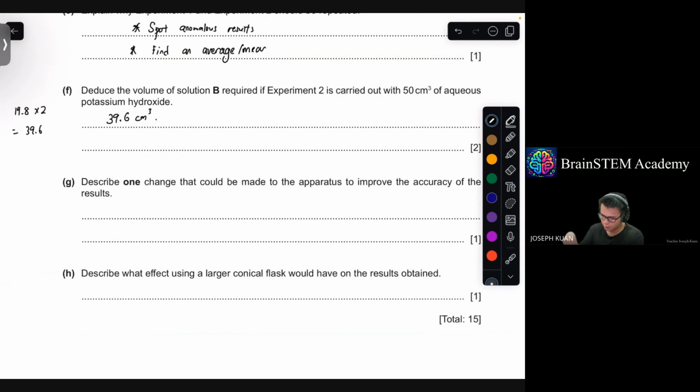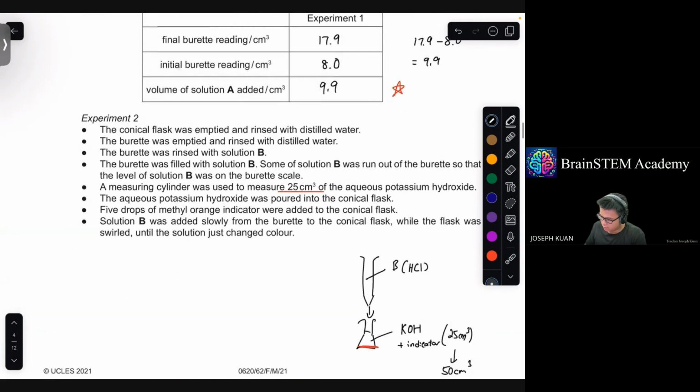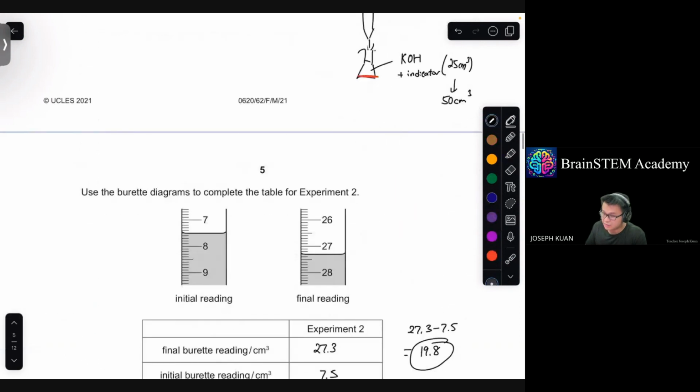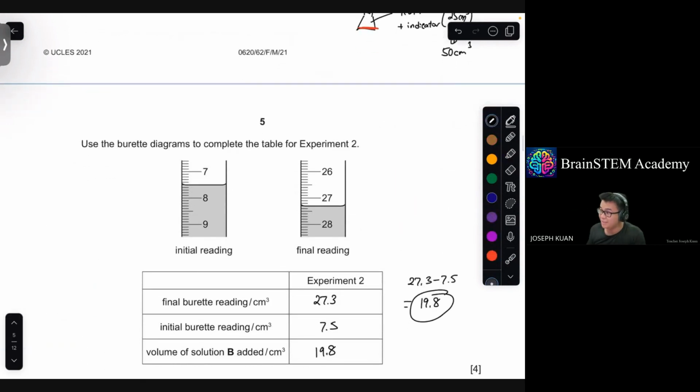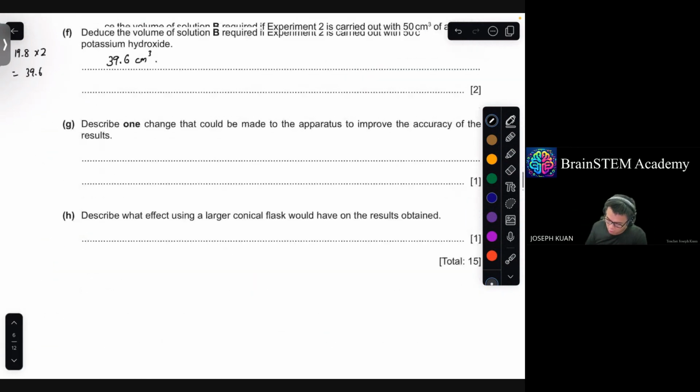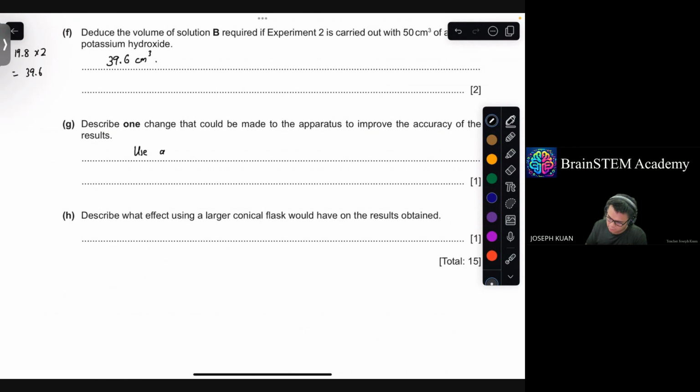All right. G. Describe one change that could be made to the apparatus to improve the accuracy of the results. Now, if you notice, this question is using a measuring cylinder. Despite it being easier to use a measuring cylinder, it is not of the best accuracy. It's better for you to use a volumetric pipette to measure the volume of potassium hydroxide.